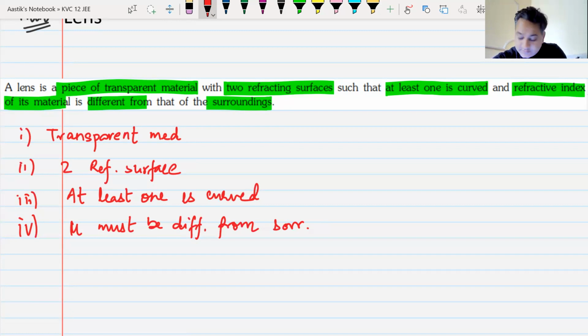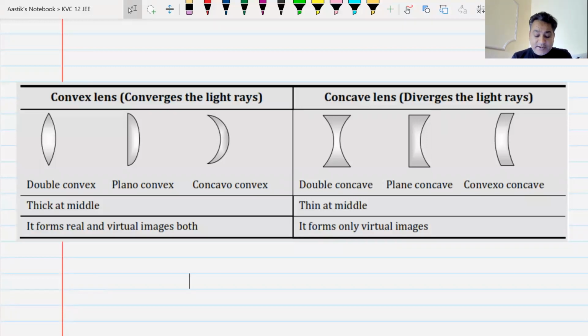Converging and diverging. I hope you know this and you can quickly go through this by drawing small diagrams. The first type of lens is known as a convex lens. Convex lenses are converging lenses. Why are they converging? Because they converge. You must remember this. No one is going to ask you this. They are thick at the middle.